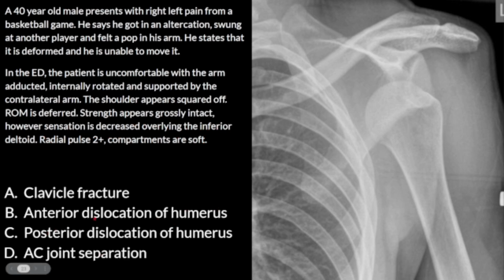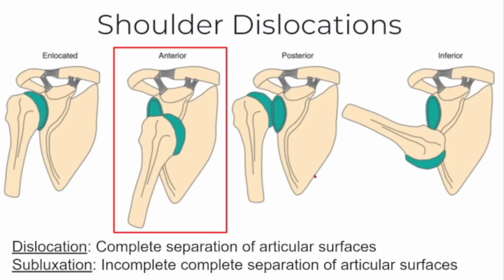The answer is anterior dislocation of the humerus. So anterior is the most common by far. We will talk about posterior. I'm not going to comment on inferior. It's very rare, but anterior is where most of the money is for first-year medical students.